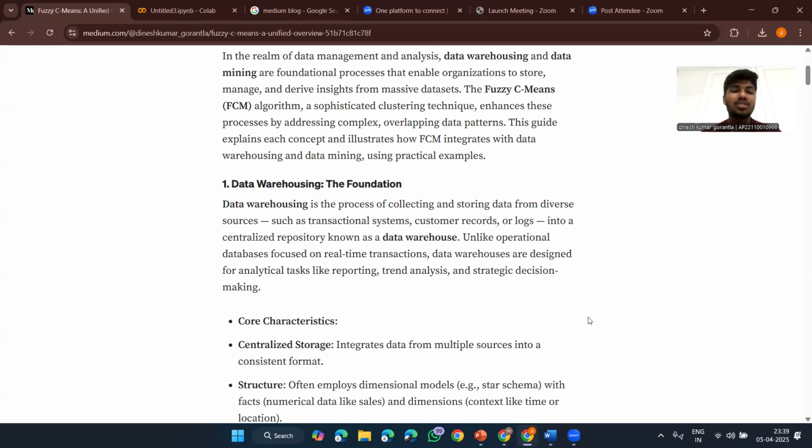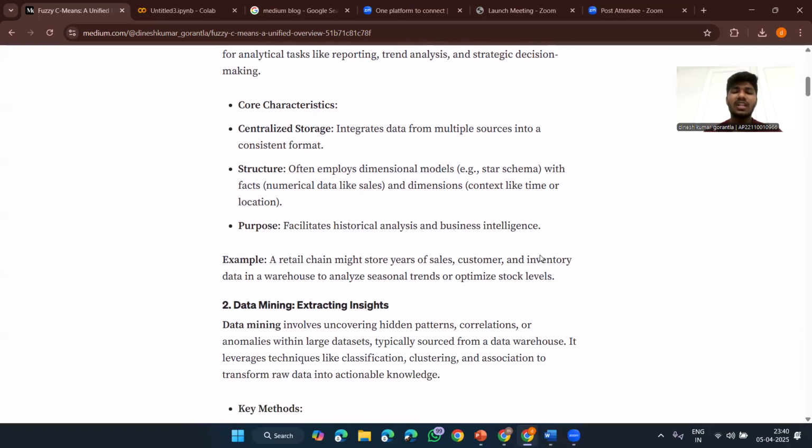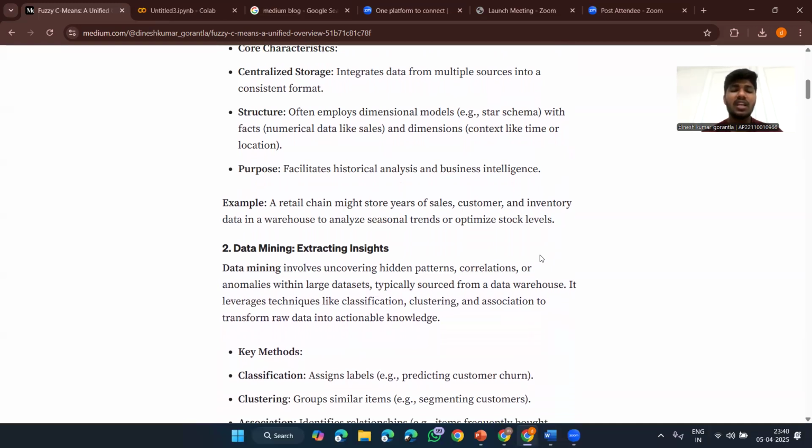Core characteristics: centralized storage integrates data from multiple sources in a consistent format, and the structure often employs dimensional models with facts and dimensions like time or location. Purpose: facilitates historical analysis and business intelligence. Example: a retail chain might store years of sales, customer, and inventory data in a warehouse to analyze seasonal trends or optimize stock levels. This is about data warehousing.